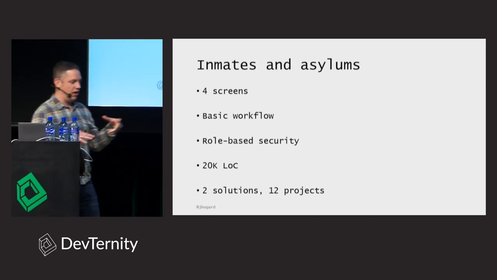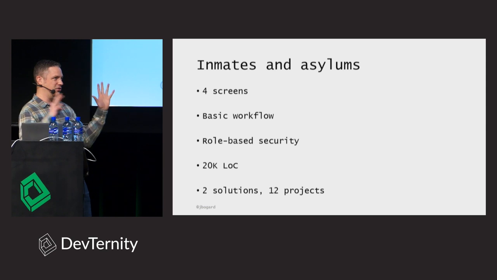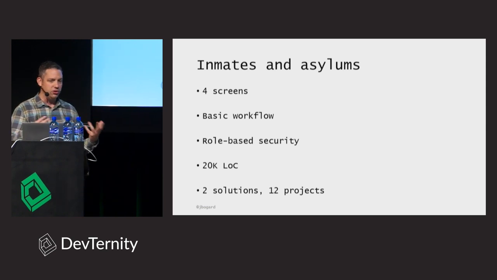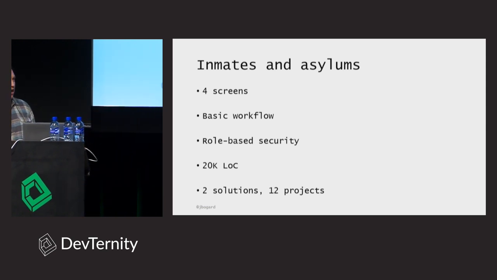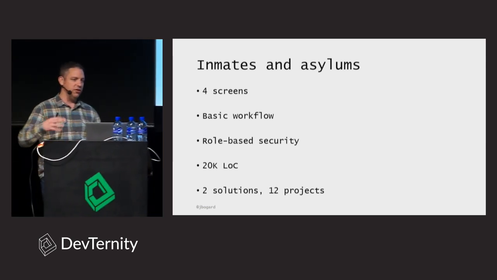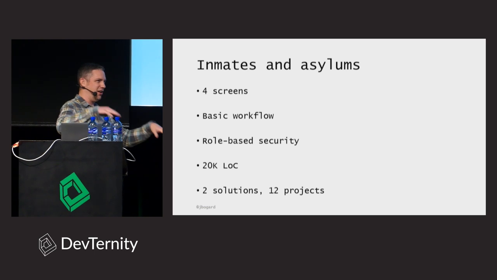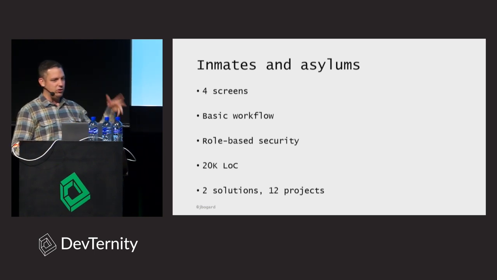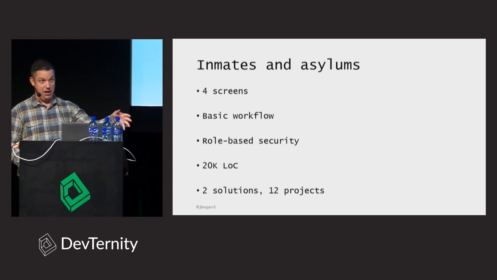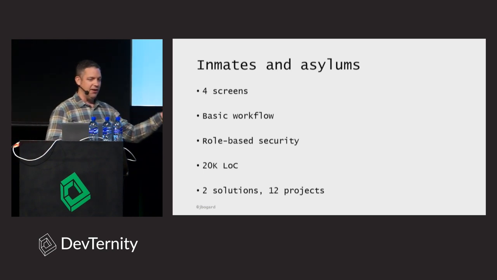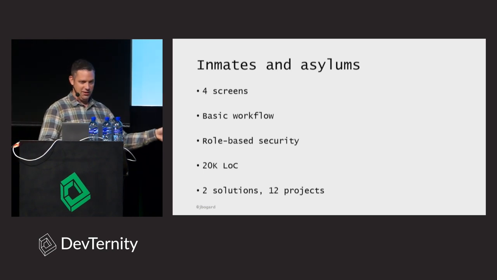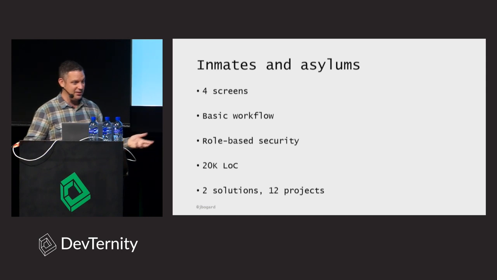This is a very small application from the user perspective. It's basically four screens. That's pretty much it. Some basic workflow, like approvals and things like that. Had some role-based security. There's administrators and regular users. But to accomplish four screens, and this is not a JavaScript application, this is a regular web app, they had 20,000 lines of code to build just four screens.